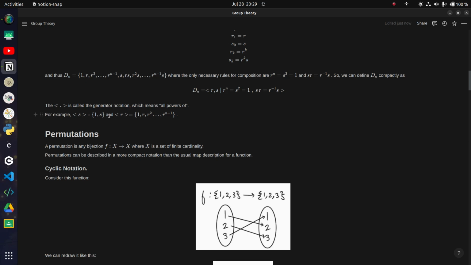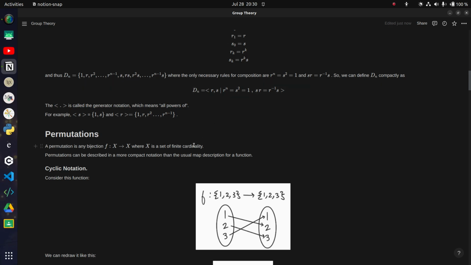Similarly, the generator being small r would give us this set: 1, r, r square, and so on till r power n minus 1. So this thing over here, you have two generators in there, r and s. That is, you want all compositions of powers of r and s in this case, under the rules that r power n is s square is equal to 1, and that sr equals r power negative 1 s, or r inverse s, if you will.